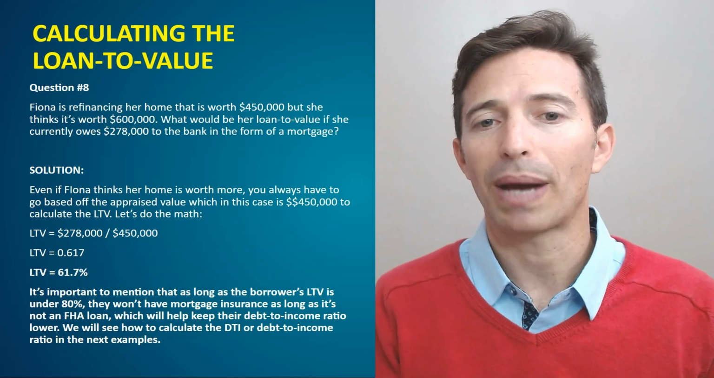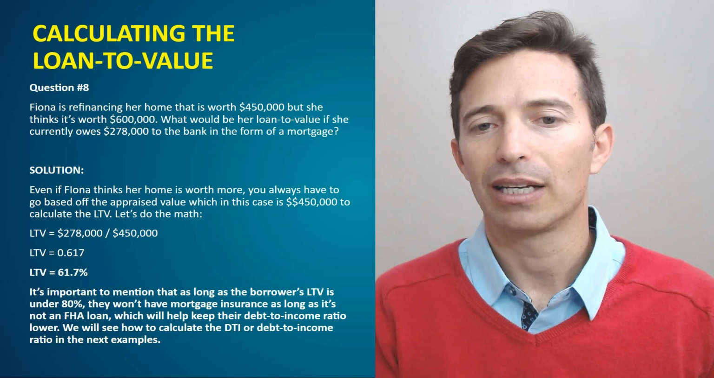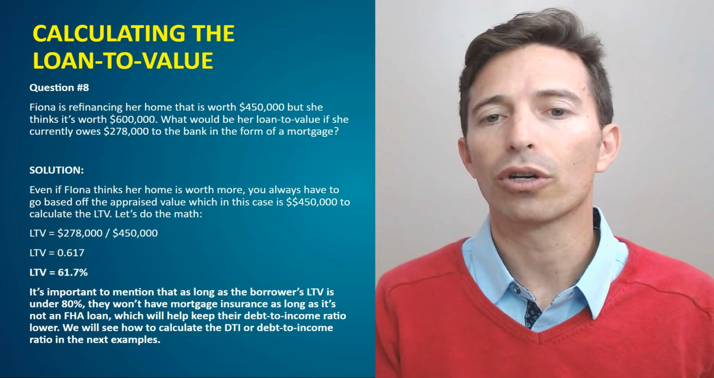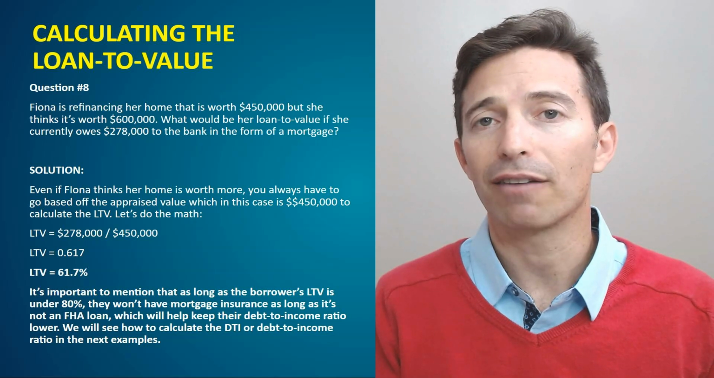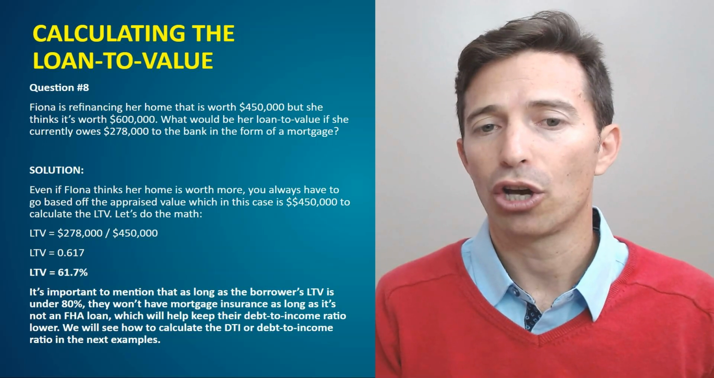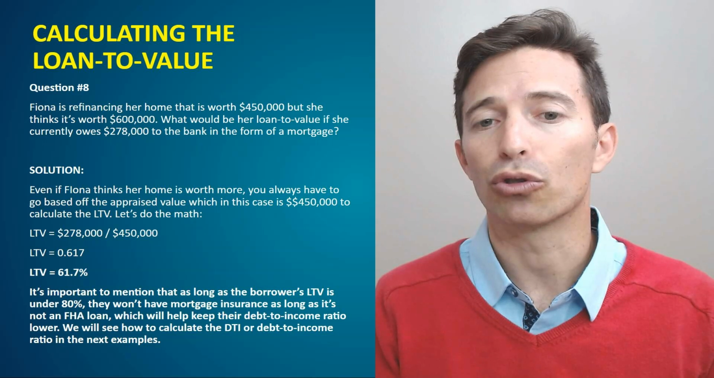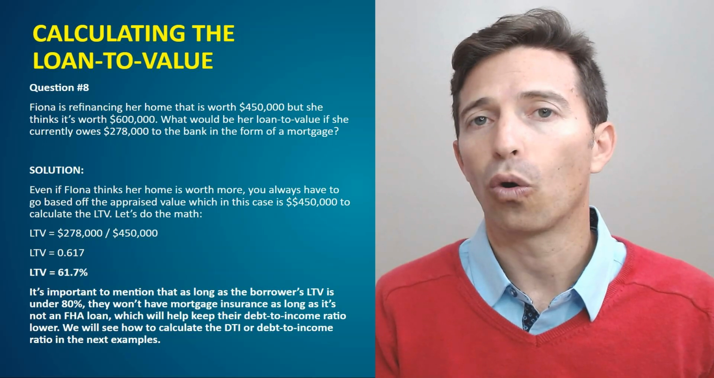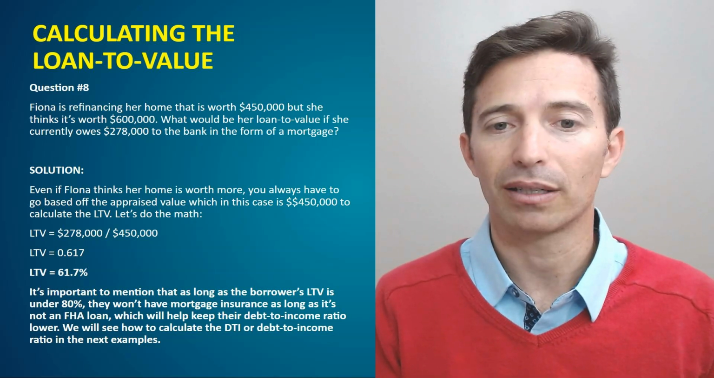Now let's focus back on calculating the LTV. So the LTV is going to be $278,000 divided by $450,000. So in this case, the LTV is going to equal 0.617 or 61.7%.